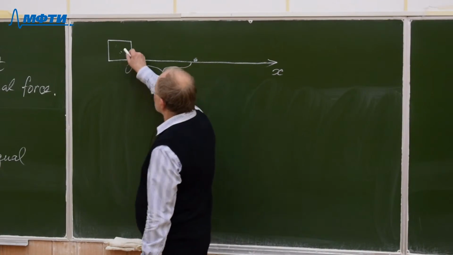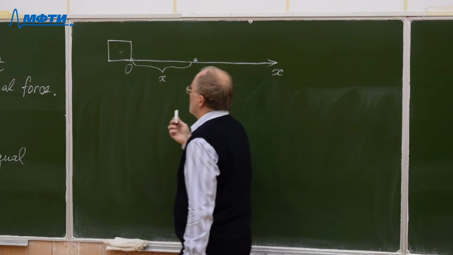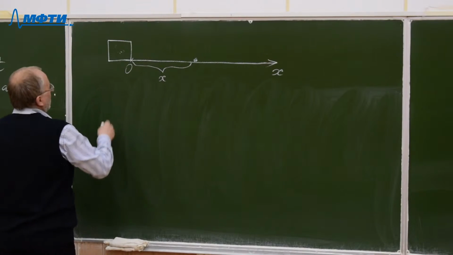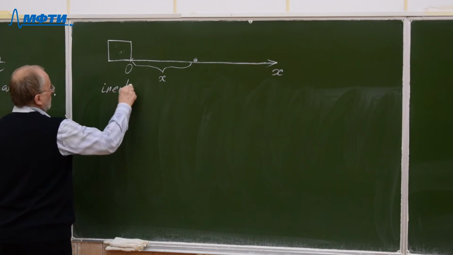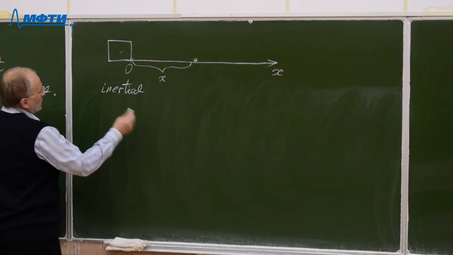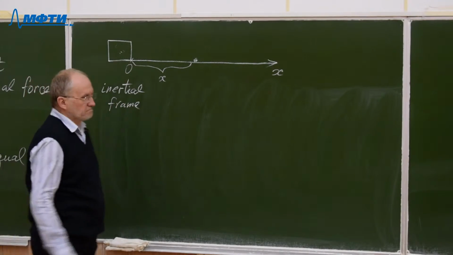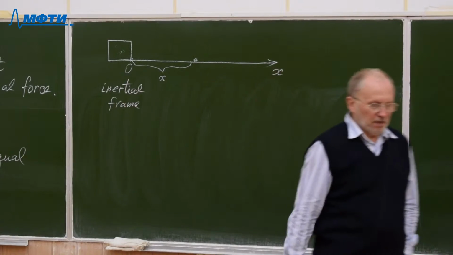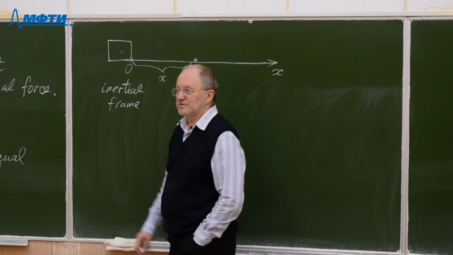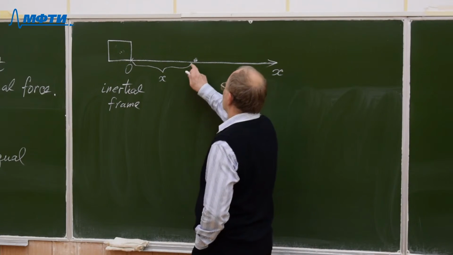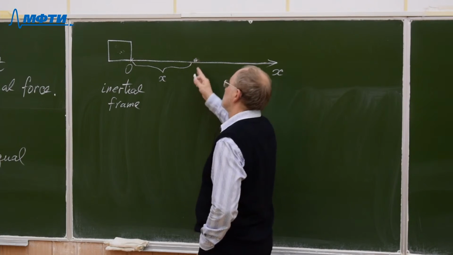The reference frame which has this property is called an inertial frame, or inertial system, inertial reference frame. So if we have an inertial reference frame, then another body will remain at rest if it was at rest, unless other forces act on it.